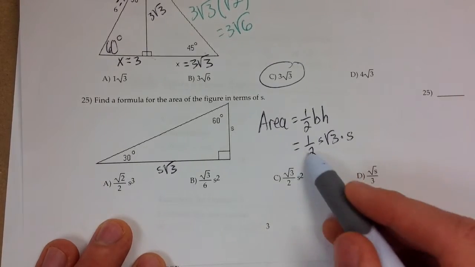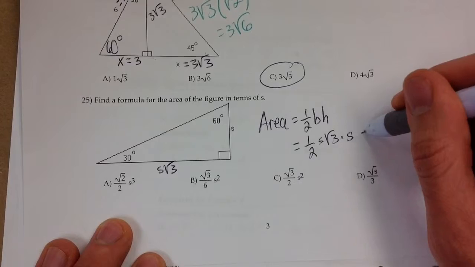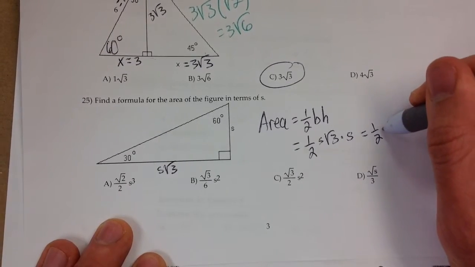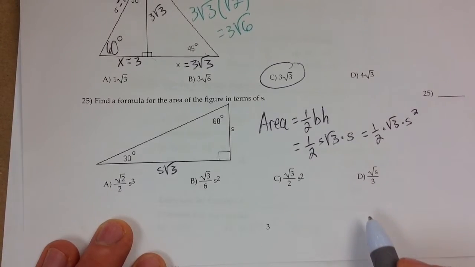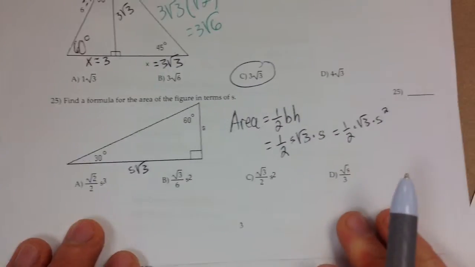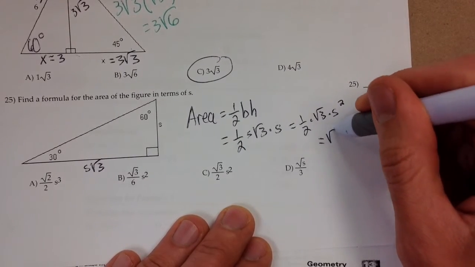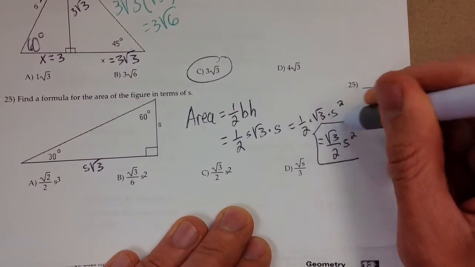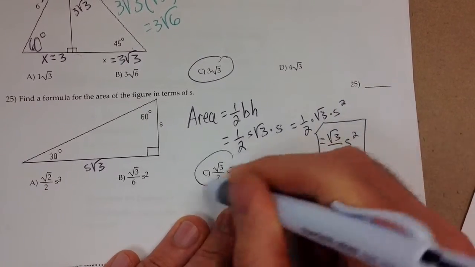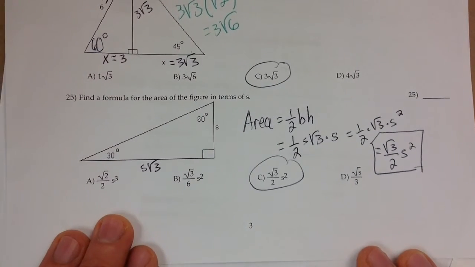And then when you simplify this, the S's multiply to be S squared. So s squared root 3, all over 2, or root 3 over 2 S squared, which is choice C. Nice. Well done. Any questions on 25?